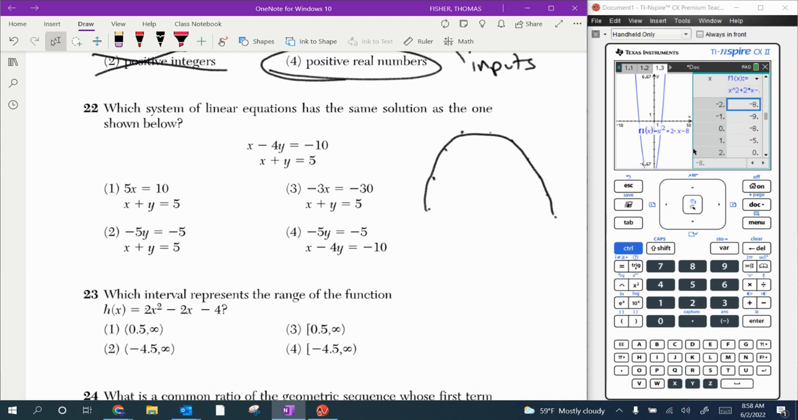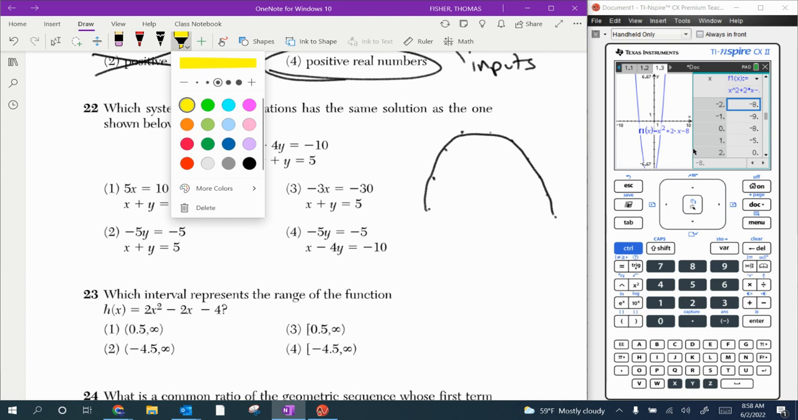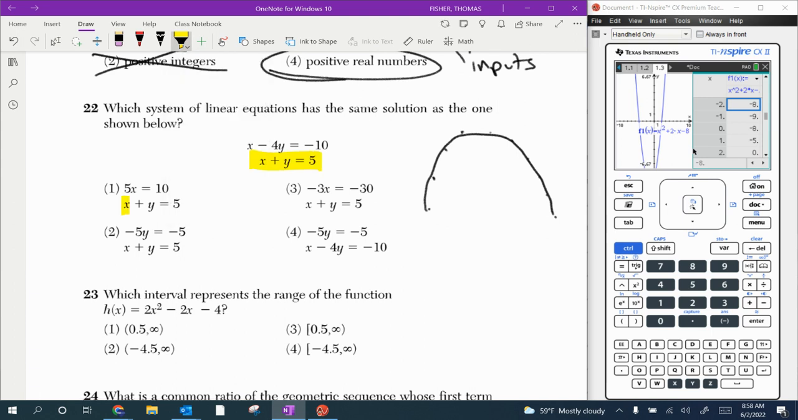So if we look for some patterns first, x plus y equals 5. Those match in those 3, so that's kind of nice. So hopefully it's one of those 3. And then we can say, okay, well, is there a shorter way to do this? I don't really see one. We could just go ahead and solve this. Why don't we go ahead and solve this over here?